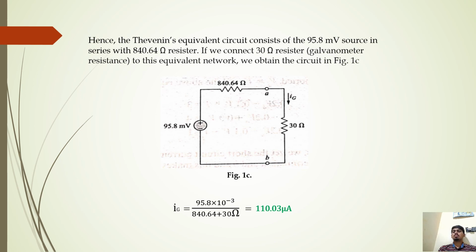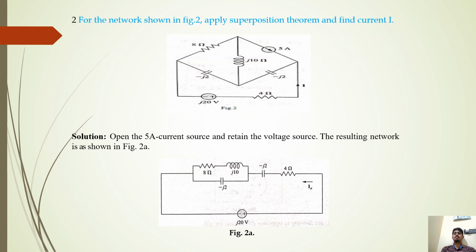If we connect the 30 ohm resistor to the equivalent network, we obtain the circuit in the figure. Ig is equal to 95.8 into 10 to the power of minus 3 divided by 840.64 plus 30 ohm. We get Ig is equal to 110.3 microampere. Let's go to the next problem.